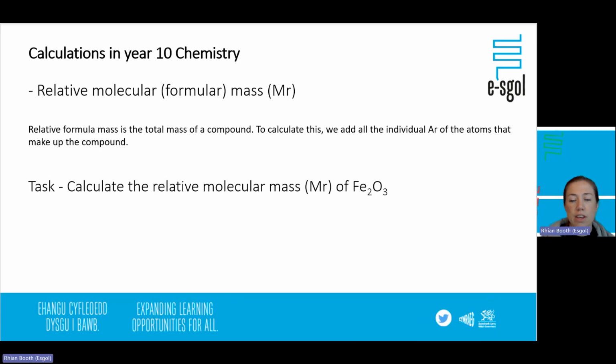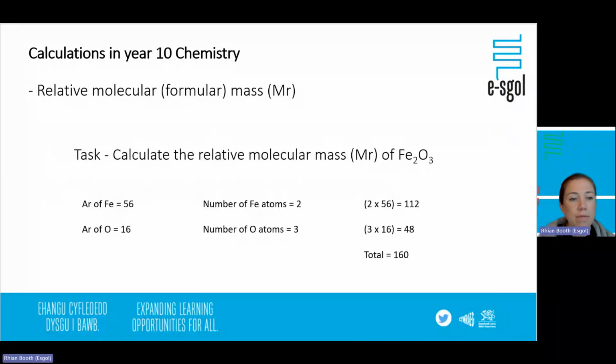Okay, so once again, using your periodic table, let's have a look. So here's the breakdown for you. Okay, so the first thing you would do would be to use your periodic table and you'd find the AR for both iron and oxygen. They are on the left-hand side on this screen here. So we've got the AR of iron is 56 and the AR of oxygen is 16.